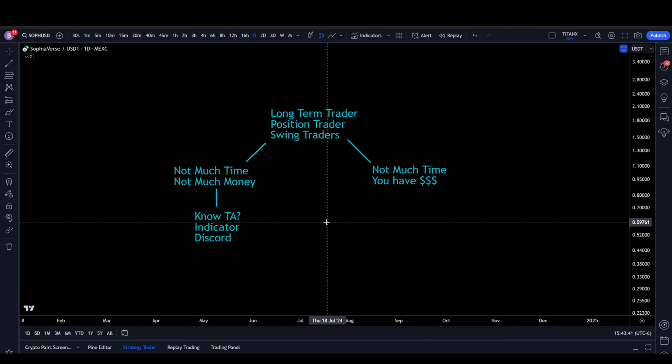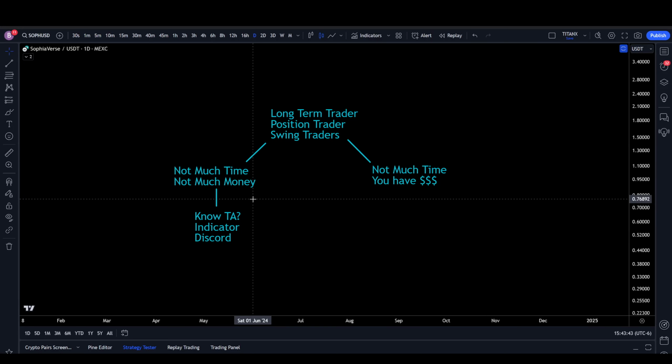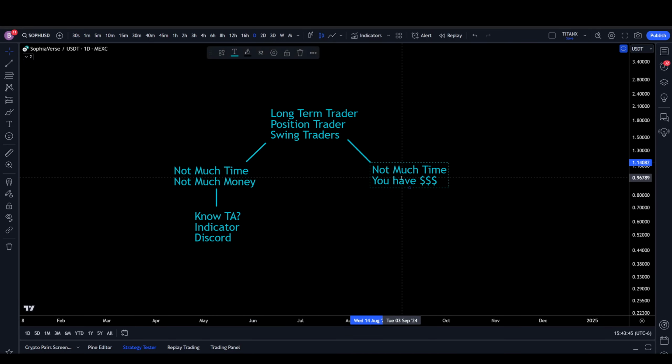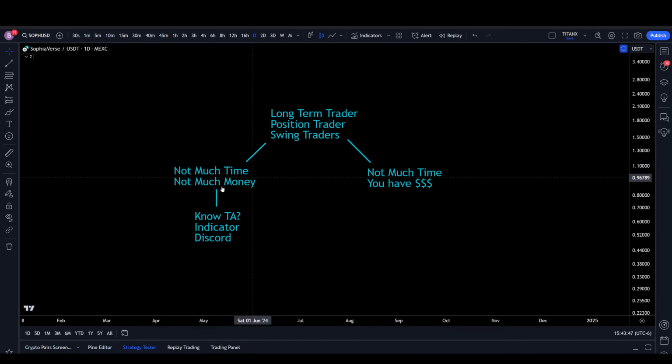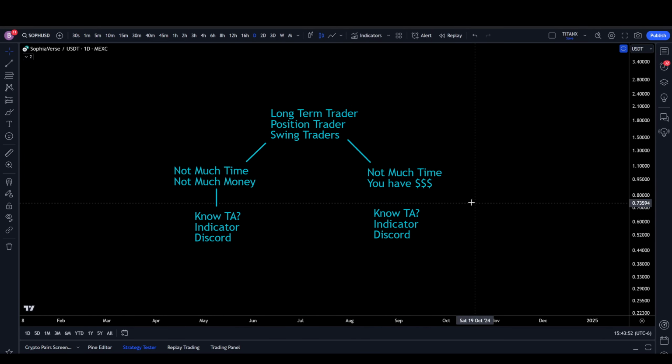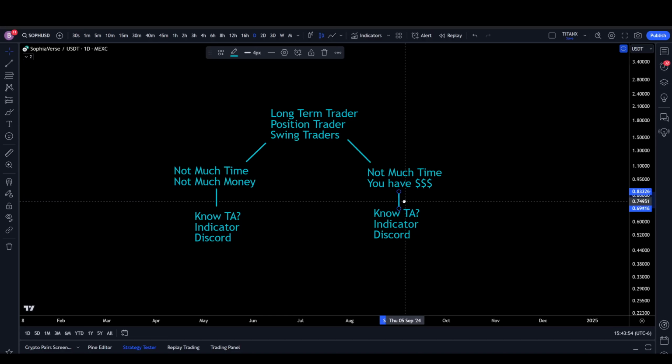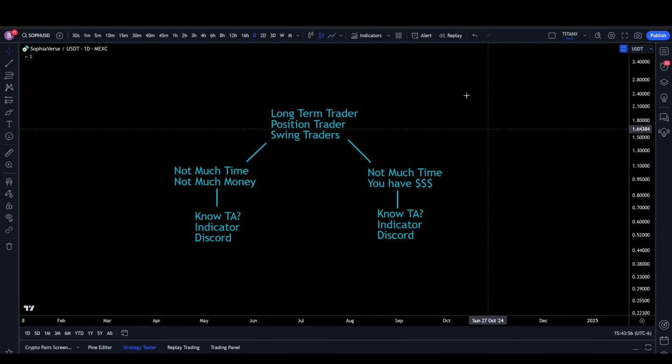They just don't have much time. They don't have much money. They're trying to turn that small amount of money into something. And really, now that I look at it, these are probably kind of the same. I'll show you what the difference is, though. So let's move this one over here. Something like that. Now, the real difference with this person over here, they have options.